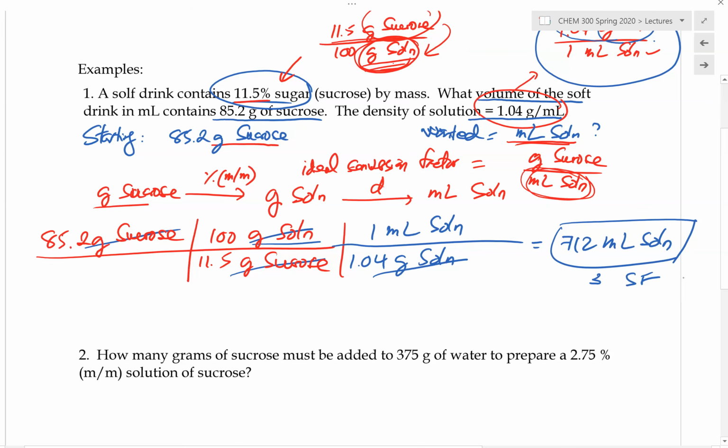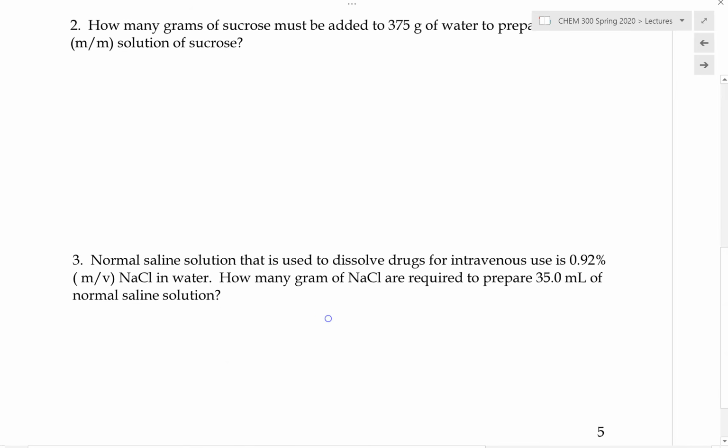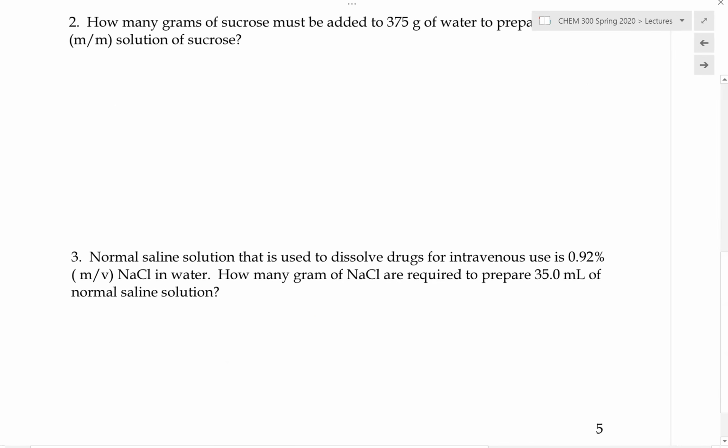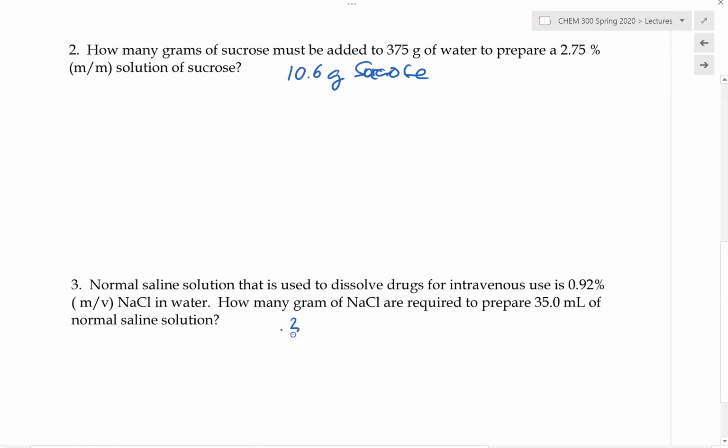So quite easy to do. Please try these 2 examples before we go over them together. I'm going to give you the answers so you can check your work. For problem number 2, the answer is 10.6 gram of sucrose. And for number 3, it is 0.32 gram of NaCl. So make sure you obtain these correct answers.